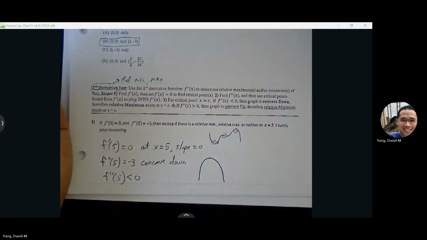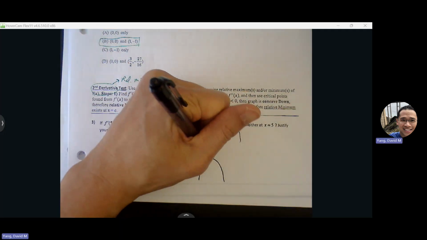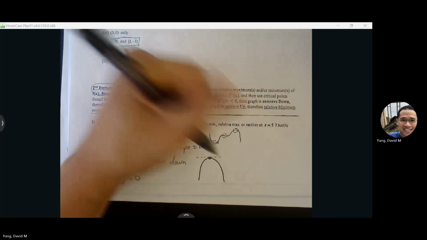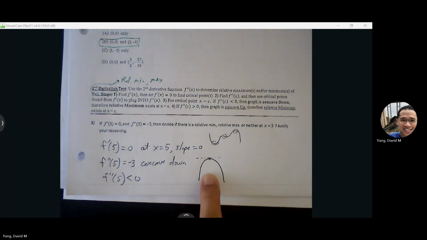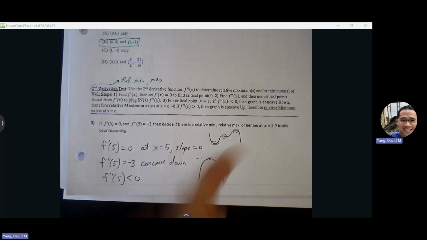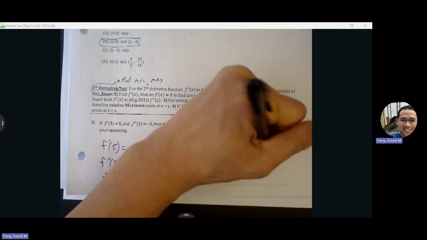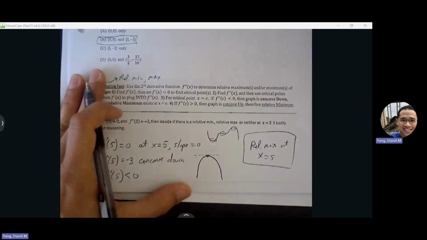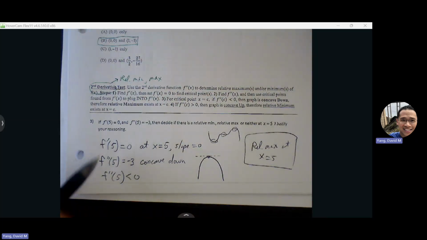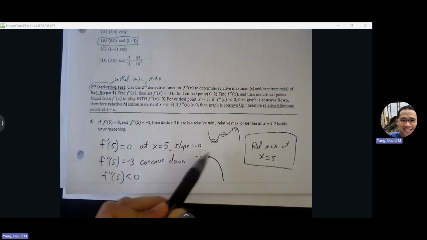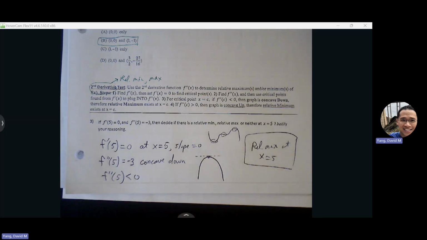So if something is part of a concave down graph, and that point is exhibiting a slope 0, then I must be looking at a relative max, yeah, at x equals 5. So this is the second derivative test. It's using two pieces of information, and it allows us to pinpoint, okay, if you're giving me both behaviors about the same point, then it must be a graph that looks like this.